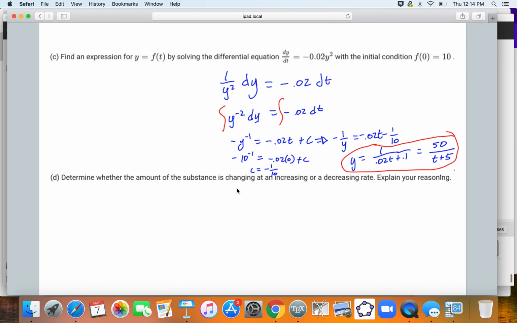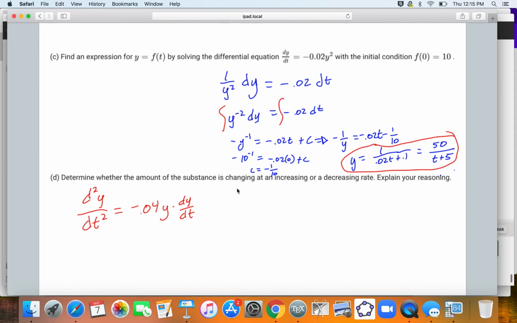All right, last part. Determine whether the amount of substance is changing at an increasing or decreasing rate, and explain your answer. And so we want to find the second derivative. We're going to take the derivative of the derivative, which is actually going to give us negative 0.04 y times y prime, or times dy/dt.